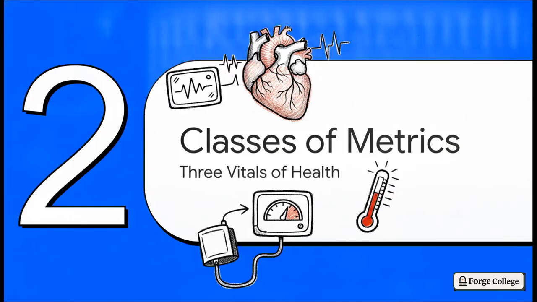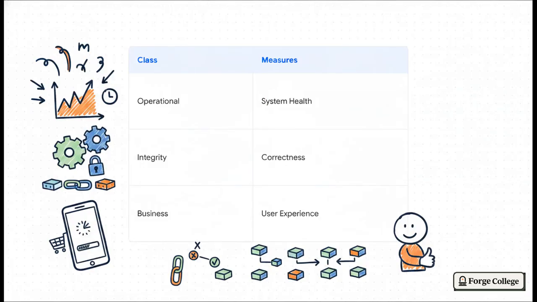Moving on to Section 2. Classes of metrics. The 3 vitals of dApp health. We can basically break all the chaos of system monitoring down into 3 distinct buckets. First up, we have operational metrics. This is your system's health under heavy load, things like throughput and write latency. Next, we have data integrity, which is massively important in Web3. You absolutely have to guarantee that your off-chain data perfectly matches your on-chain references. Are there missing receipts? You need to know.